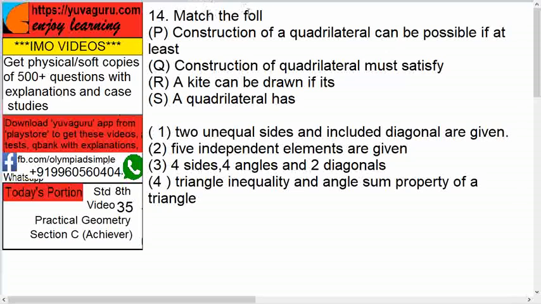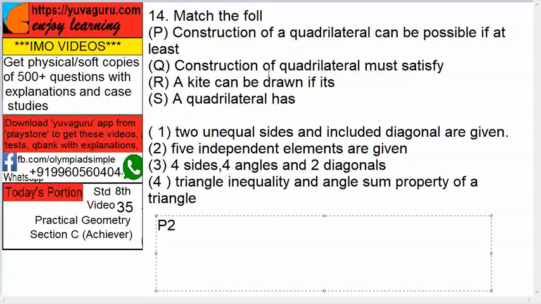Match the following. Means you have to match P, Q, R, S with 1, 2, 3, 4. Let's start. Construction of a quadrilateral can be possible if at least which of them is correct? See here. For any quadrilateral, 5 elements should be known. So where is this given? Yeah, 2. 5 independent elements are given. So P matches with 2.